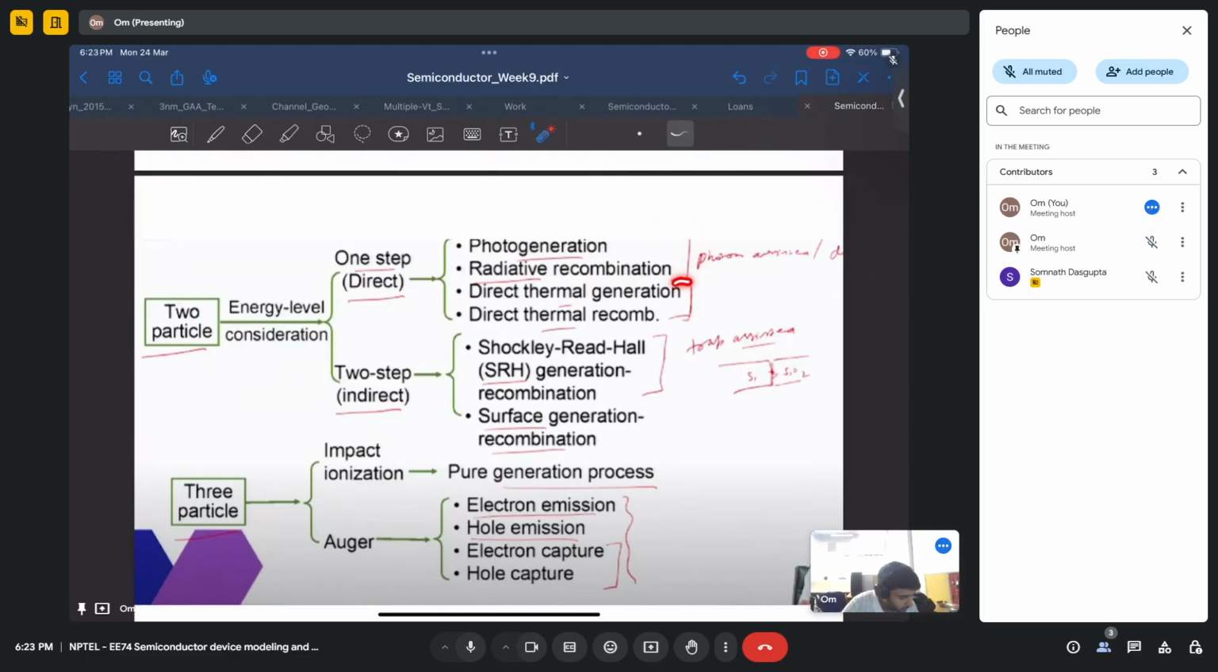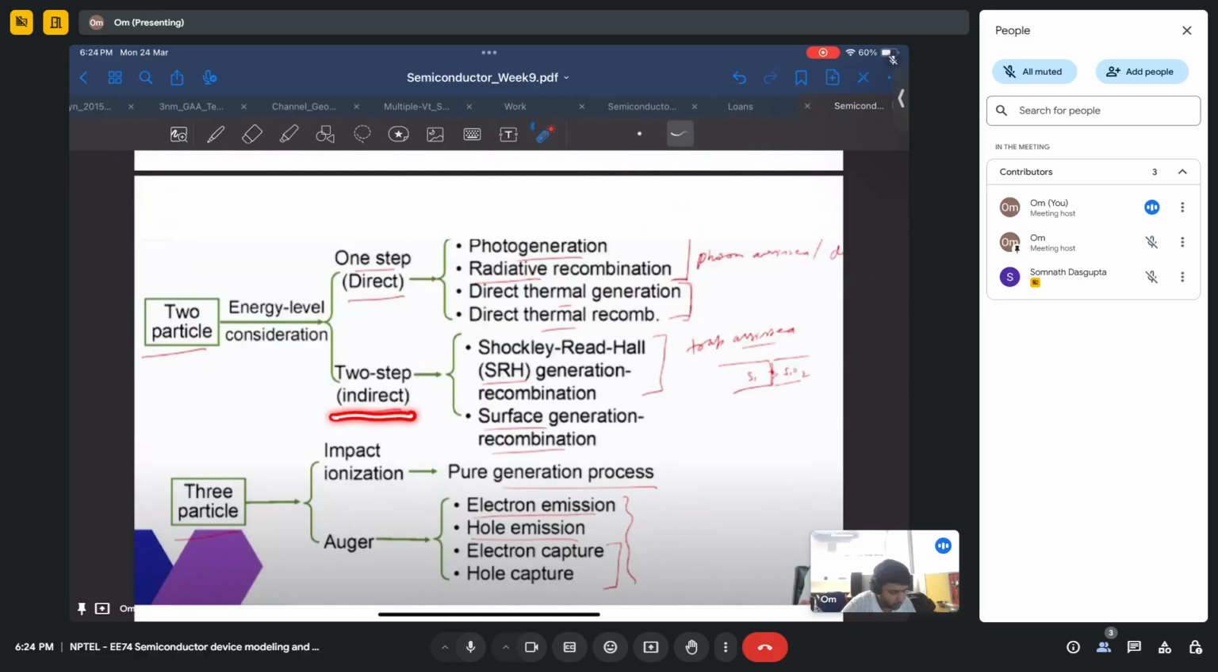Photogeneration is actually when light falls on it, it generates electron hole pairs. Radiative recombination is when an electron hole pair combines, they generate a photon. Similarly, the direct recombination generation can be thermal also, where on giving some thermal energy, the electron hole pairs can be generated, or when electron hole pairs recombine, they generate some thermal energy.